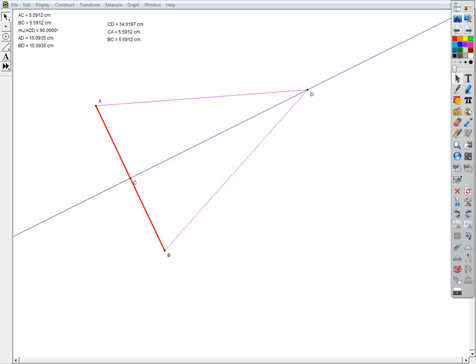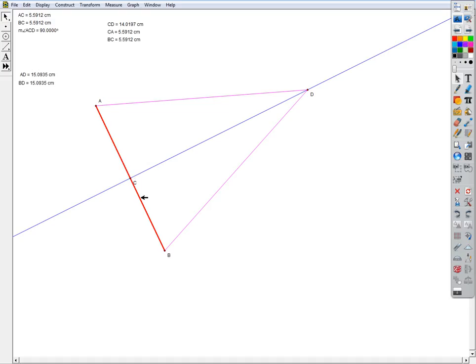So we've got this red segment AB, and the blue line is a perpendicular bisector of the red segment. To prove that, let's move these things around a little bit. Look at these 3 pieces of information up here. It tells us that the measure of AC is 5.5912, and the measure of BC is 5.5912. So that's telling us that AC is congruent to BC, right?